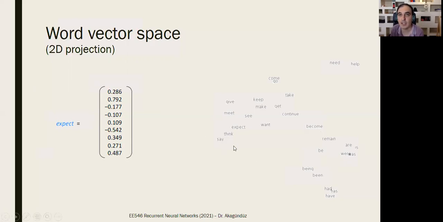As you can see, say, think, and expect have similar distances. Come and go are very similar. So be, become, being are similar, kind of. That's the space you obtain. That's the purpose of it.